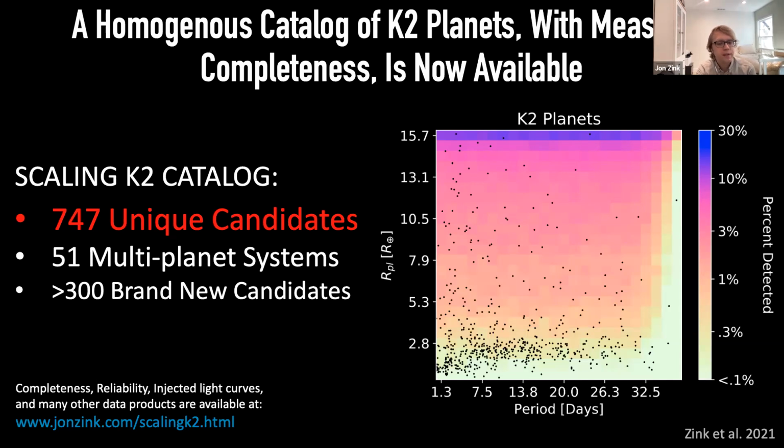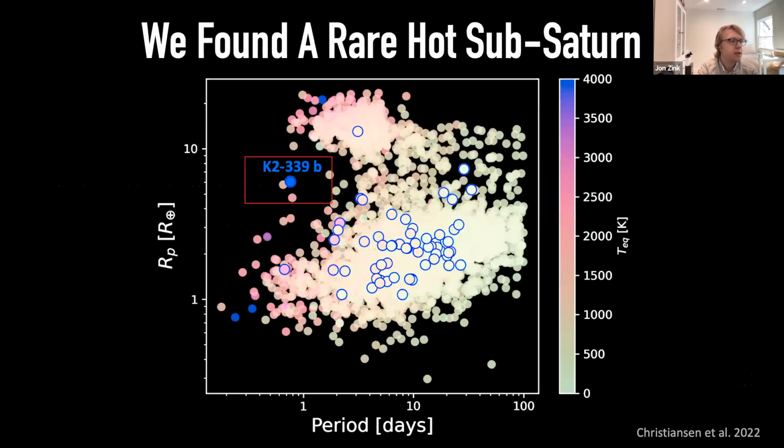So before we dig in too deep into the more demographic level of K2, I just want to talk about a few unique planets that we found in our sample. These are new planets that have recently been validated by Jesse. And one of them is K2-339b. This planet is really interesting because you'll notice it's in this region of parameter space where there's not a lot of other planets. So this is a hot sub-Saturn-like planet.